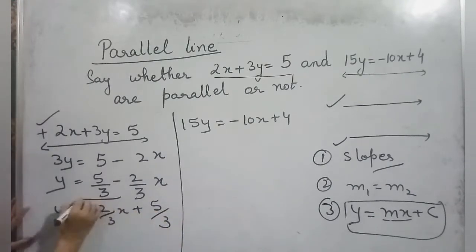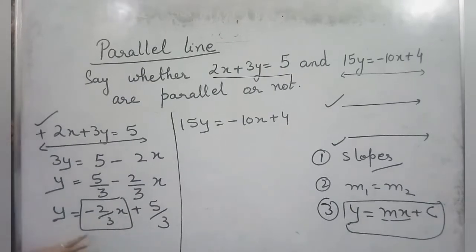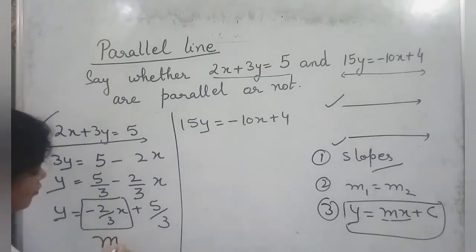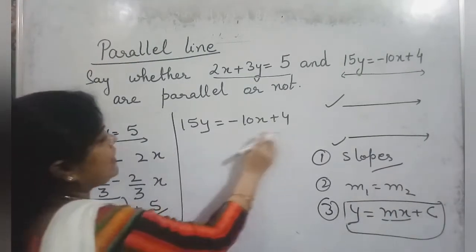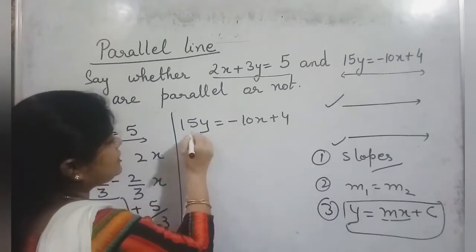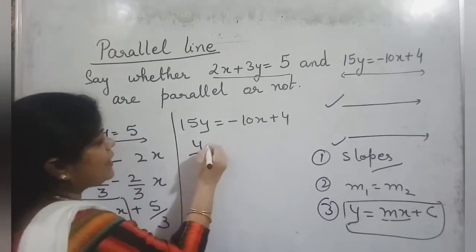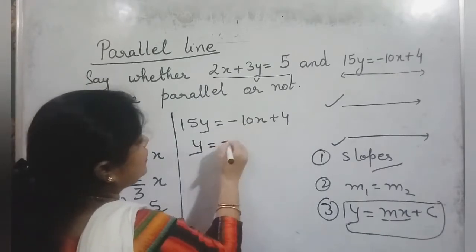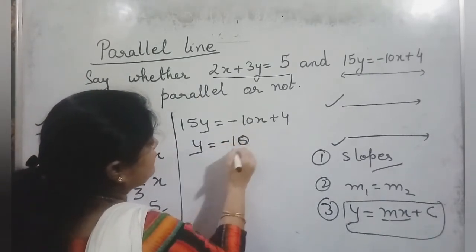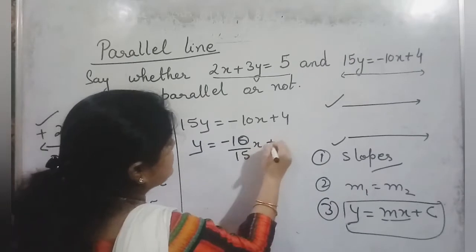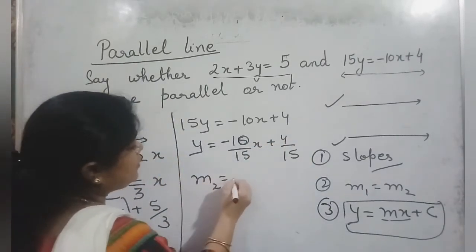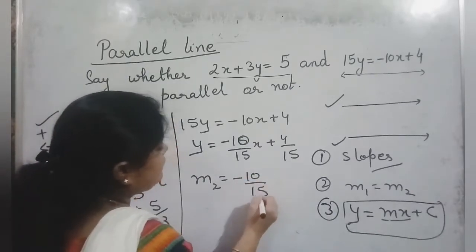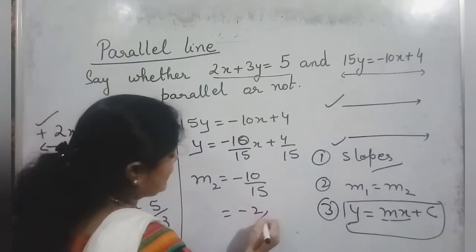Now the coefficient of x is what? Minus 2 by 3. So here our slope is minus 2 by 3. I will name it as m1. Now for the second case we have the equation in this form. So we make the coefficient of y as 1 and divide the whole equation by 15. So we have minus 10 over 15x plus 4 over 15. Now here the value of m2 is minus 10 over 15. When we solve it, we get minus 2 by 3.